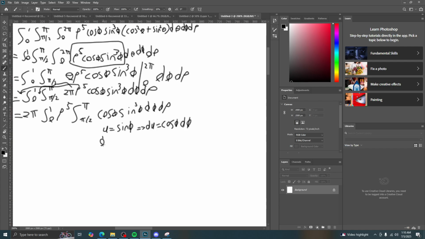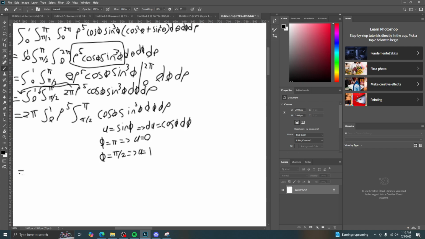So phi equals pi implies that u equals sine of pi. Sine of pi is just going to be 0. And then phi equals pi over 2 implies u is going to be sine of pi over 2, which is just going to be 1, which means that the bounds for u are going to be lower bound 1, upper bound 0, right? Because you plug pi in, you got 0, you plug pi over 2, and you got 1.